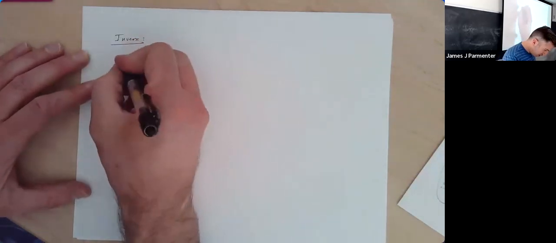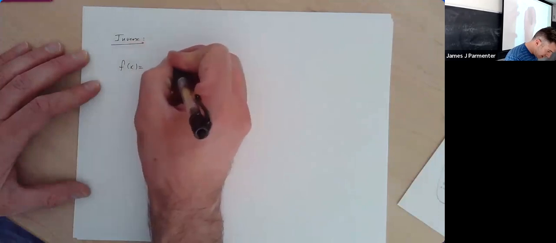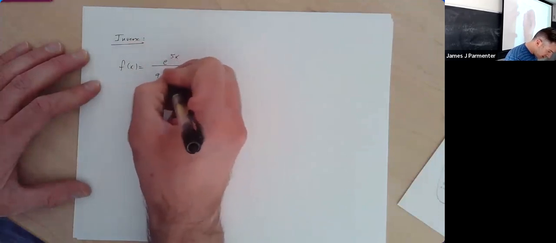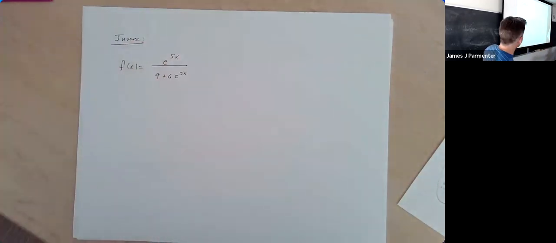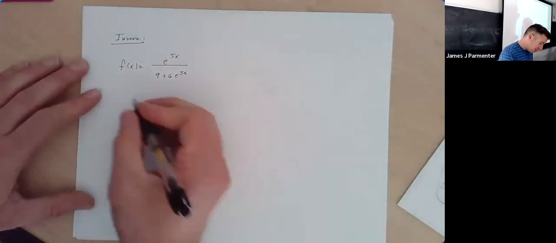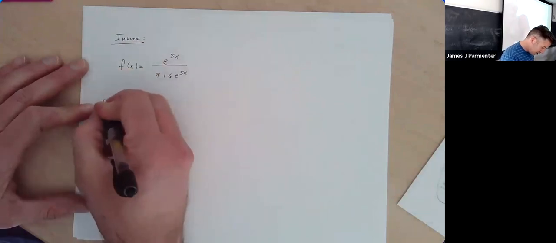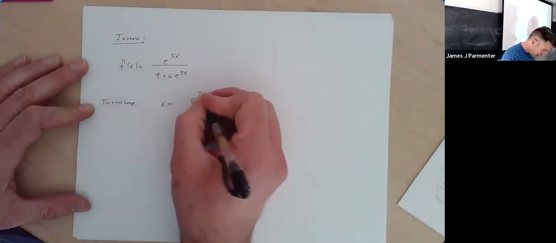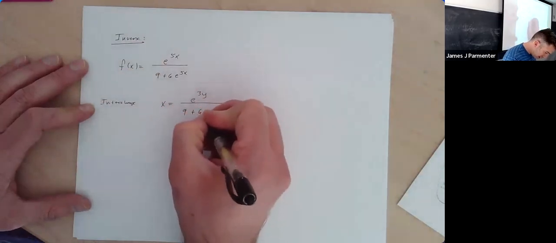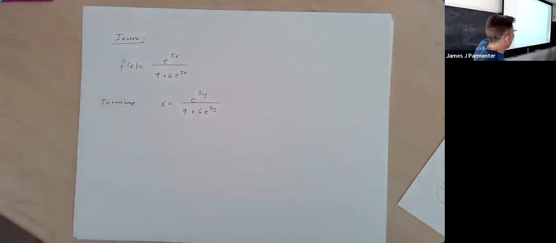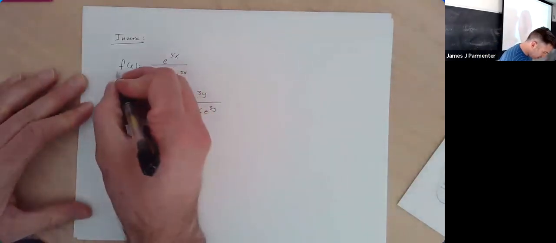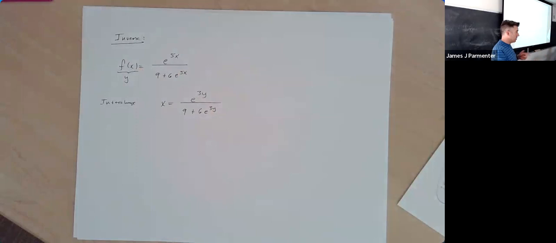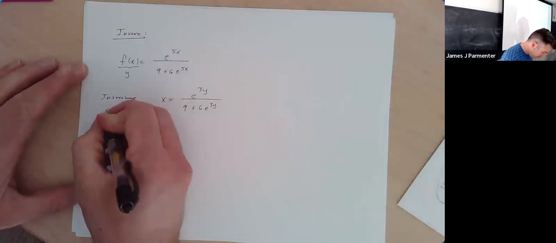So let's see. We have the function f of x equal to e to the 5x over 9 plus 6 e to the 5x. Normally when you start this sort of thing, you write this as y and then interchange. So we're going to get x equal to e to the 5y over 9 plus 6 e to the 5y. I didn't show the part where I'm calling this y and then interchanging x and y. That's how we find the inverse function. We interchange x and y, and then we solve for y.